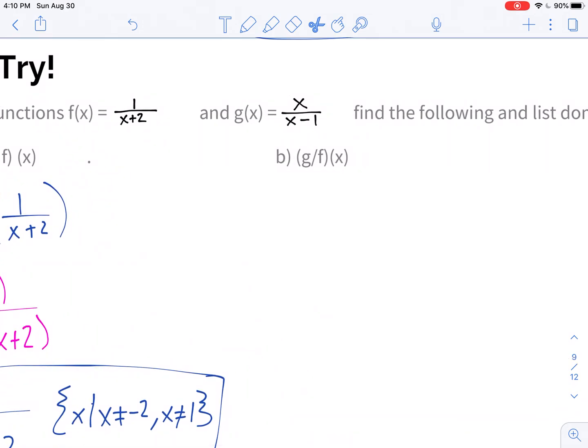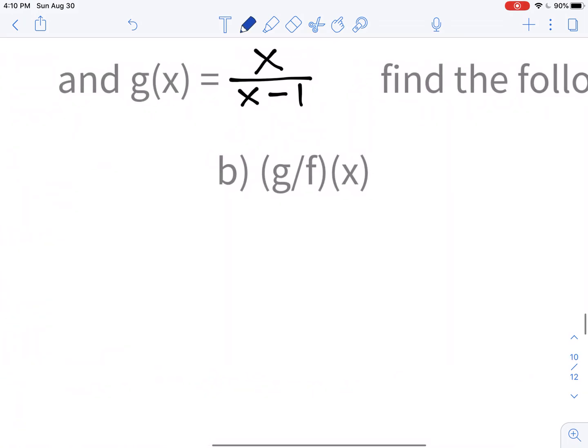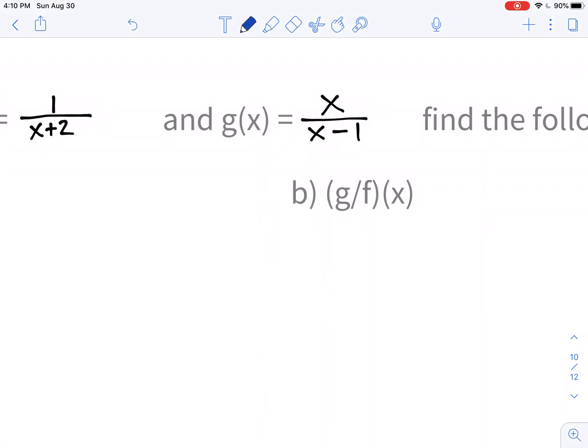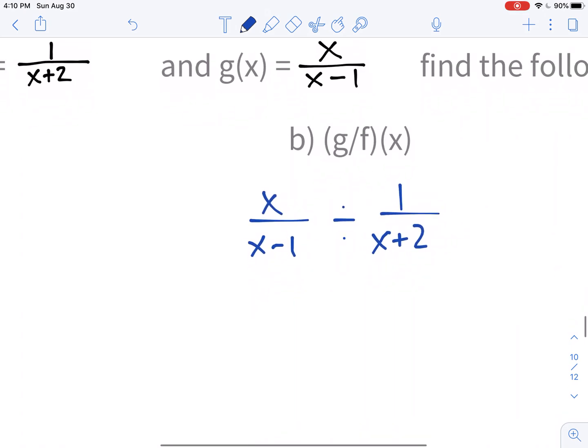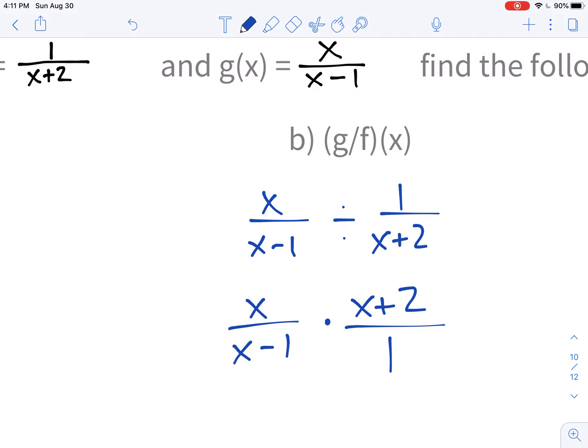B is going to be tricky again because I have this division now. So when you divide fractions, you multiply by the reciprocal. So I've got g over f of x. I've got x over x minus 1 divided by 1 over x plus 2. I divide by the reciprocal, or my favorite little poem that I learned my first year teaching. Dividing fractions is as easy as pi. You flip the second and multiply. So I flip the second fraction upside down. I now have its reciprocal. I multiply by that reciprocal to divide those two fractions.